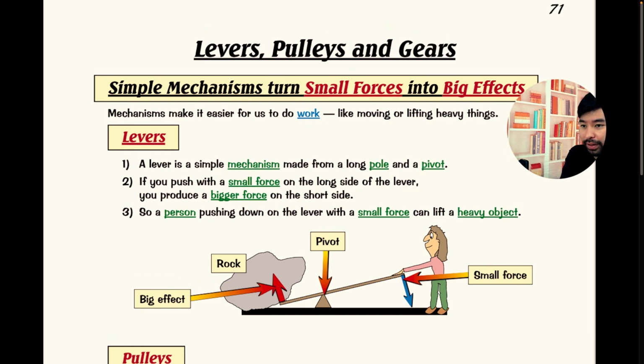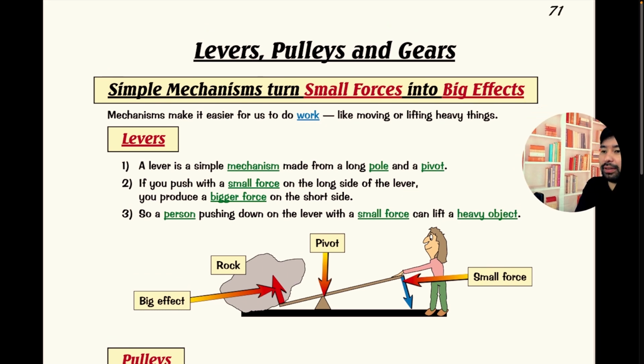So the topic here, okay, as you guys can see, is levers, pulleys, and gears. Teacher, what is that? Okay, levers, pulleys, and gears. I'm gonna explain to you, but first I'm gonna read the subheading: Simple mechanisms turn small forces into big effects. Simple mechanisms, simple things, can transform small forces, a little force, into something big. And that's what we're gonna see now, and that's why we have these names like levers, pulleys, and gears. I'm gonna show you what that is. I have pictures here, okay?